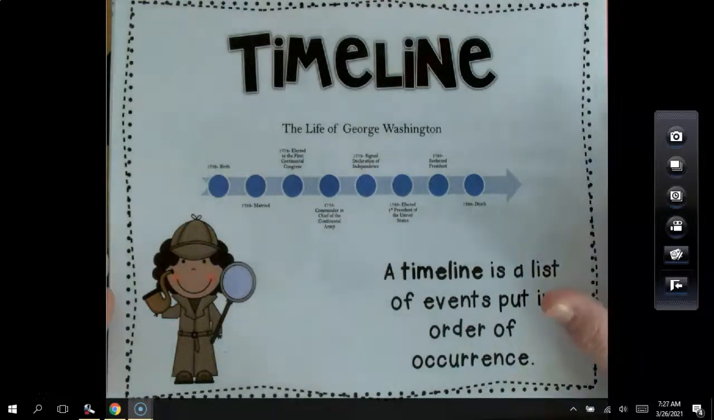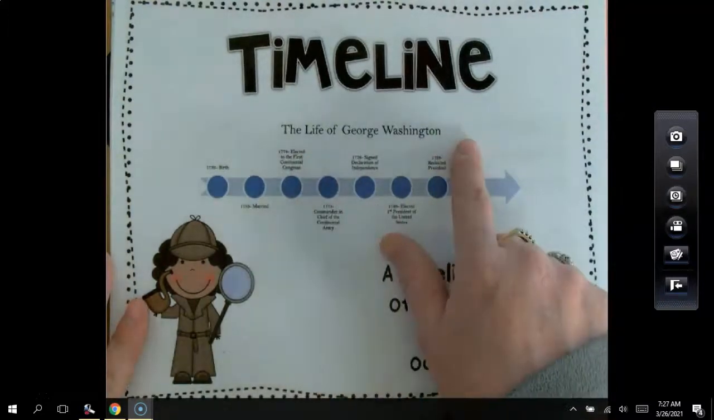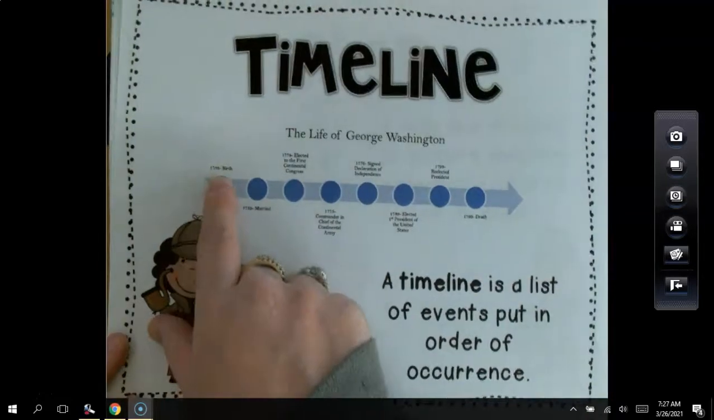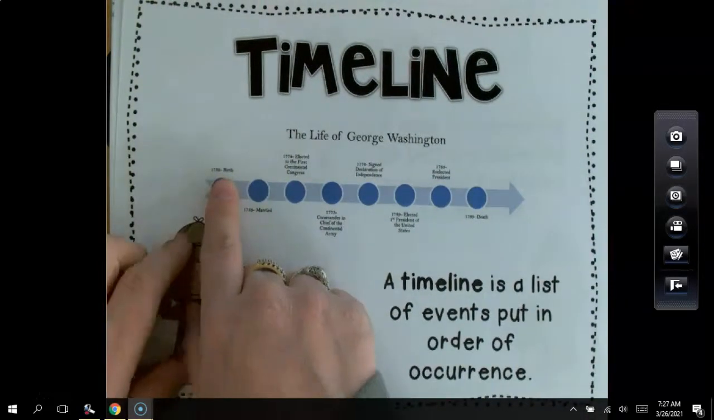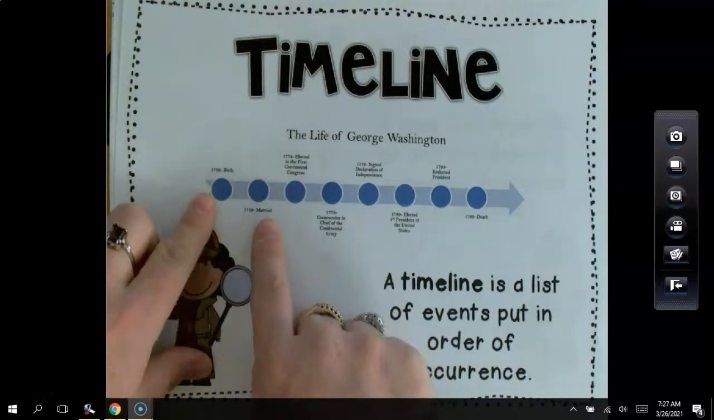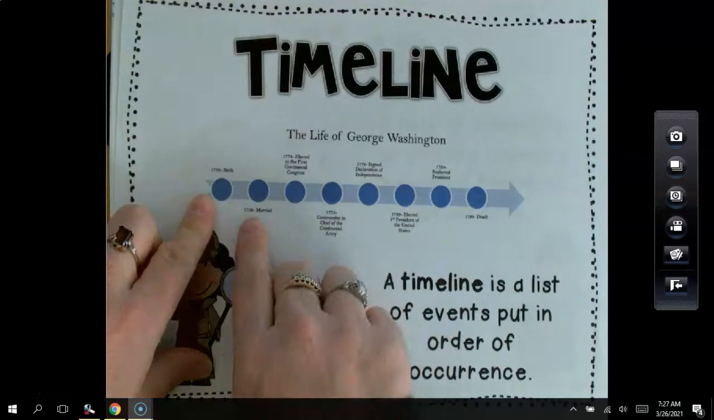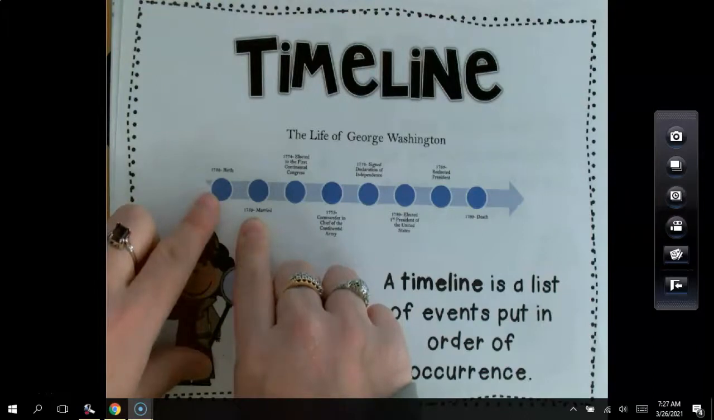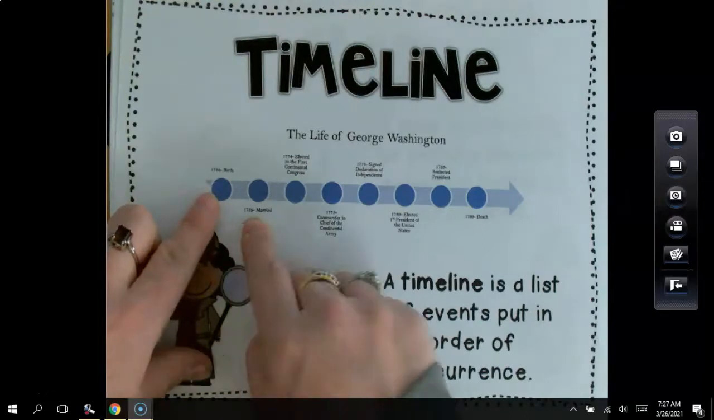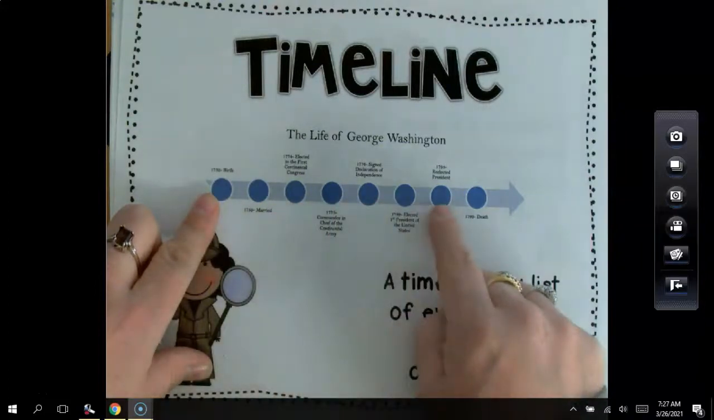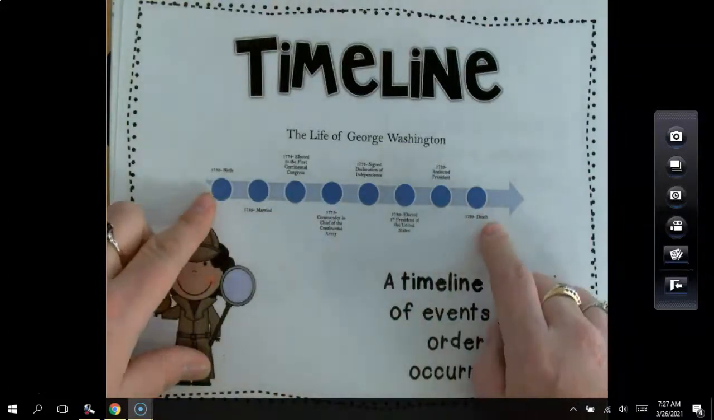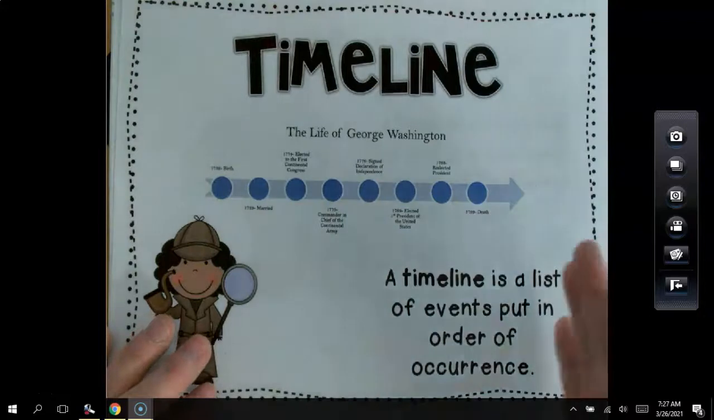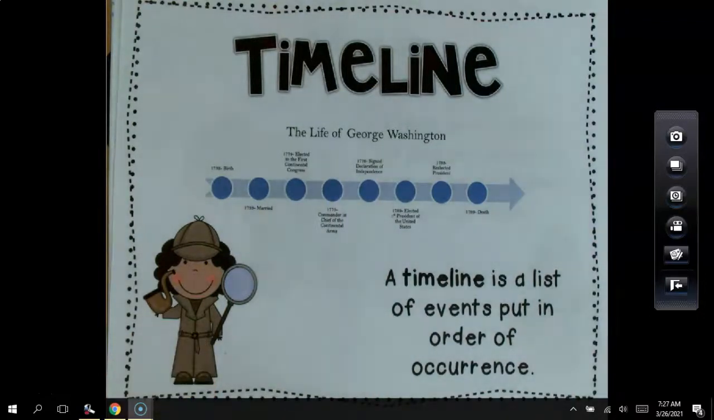So for instance, this example of a timeline says the life of George Washington. If you look at from the left, you see that in 1732 he was born. Okay? Now, after that, it would go to something else, but a time that is later than when he was born. It actually gives the next date is 1759 of when he is married. So your dates continue to go up until 1799 is when he passed away. So a timeline is in order of occurrence. It's in order of when it happens. Okay? It's like sequencing.